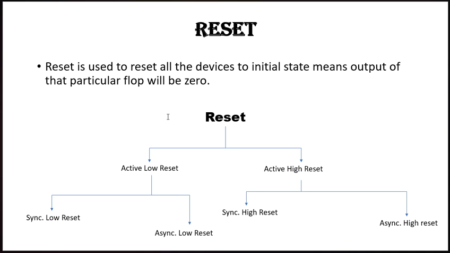So there are two types of reset. One is active low reset. Another one is active high reset. In that also there are types like synchronous reset and asynchronous reset. One by one we are going to learn all those things. So first we are going for active low reset.